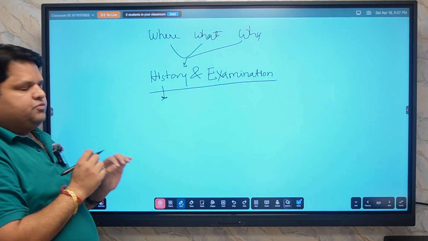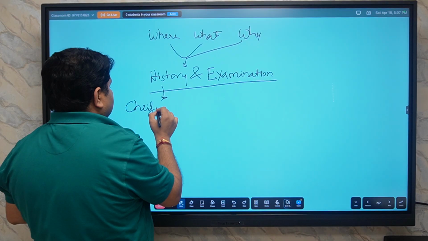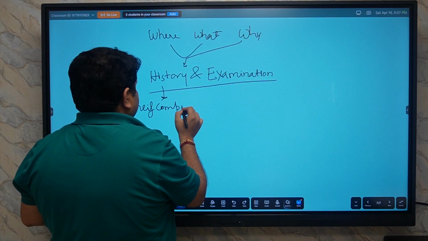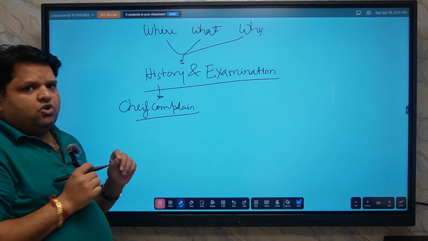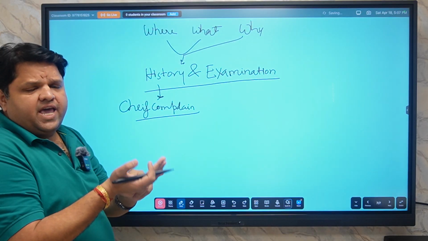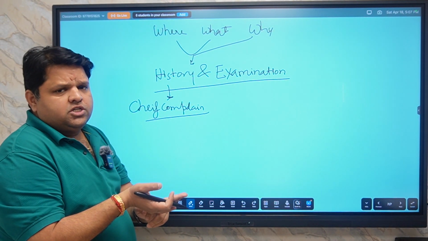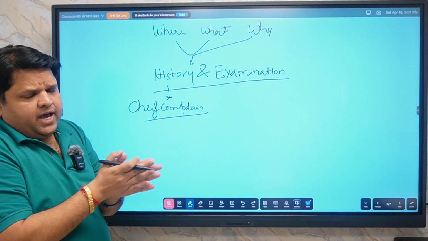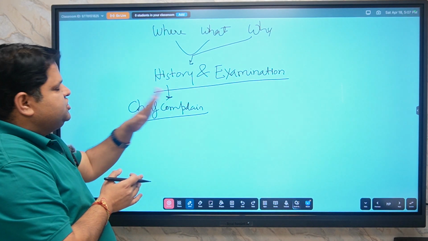For history, first of all we have the chief complaint. I will not discuss the basics of history taking. In history, we ask for the patient's name, age, sex, religion, occupation, and socio-economic status. This is the basic part of history that MBBS or MD students should know. After this we have the chief complaints.